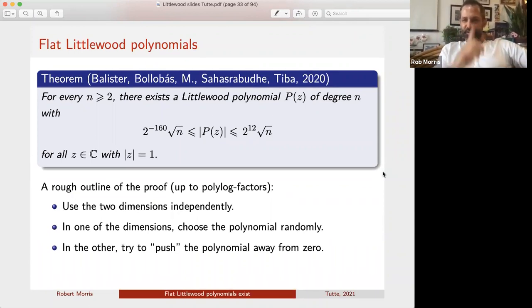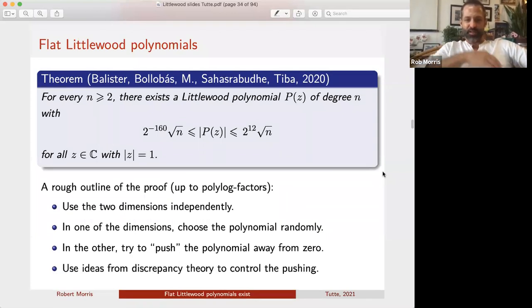And whenever it passes through 0, we need to push it hard in the vertical direction. So in the other dimension, we're going to try and push the polynomial away from 0 whenever it's small in the first dimension. And we're going to do that using ideas from discrepancy theory, ideas that originate with this work of Beck in the early 80s. Okay, so that's our basic plan of attack.